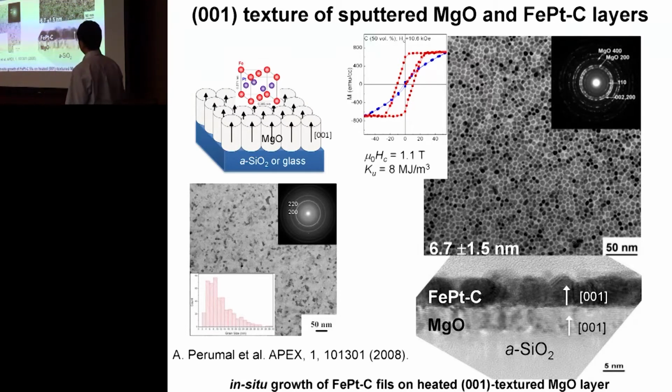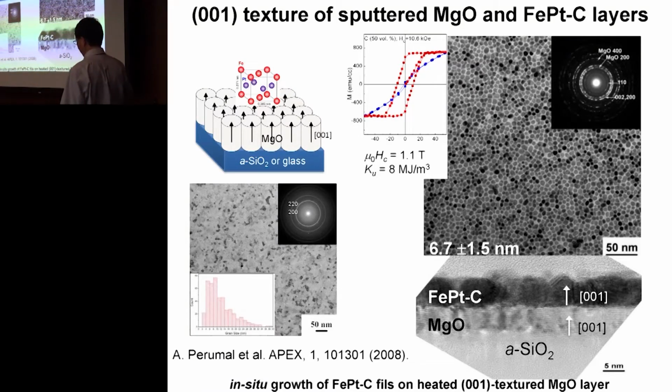MgO has a strong tendency to show 001 orientation in the polycrystalline state, and this is the TEM image of the MgO underlayer. You see a lot of small crystals. And once we can align the MgO to the 001 texture, then we can grow iron platinum on the 001 structure. And what we do is we grow iron platinum while the substrate is heated. Then by surface diffusion, they order to L10.